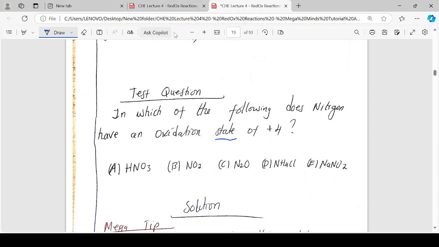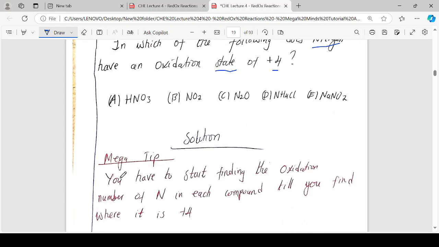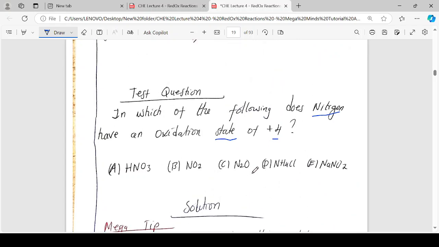Okay, so now we have these options. They want us to determine where nitrogen has an oxidation number of 4. So what you do here, we have a mega tip. You have to start finding the oxidation numbers of N. This N you are going to find in each compound till you find where this +4 is. Yeah, so that's what we do.